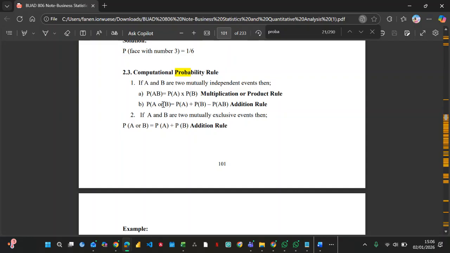Now another example is the probability of A or B. We have A or B and A and B. So P(A or B) is equal to probability of A plus probability of B minus probability of AB, where probability of AB means multiplication. So this is like addition: you add these up and then subtract the product. This is for A and B being two mutually inclusive events.